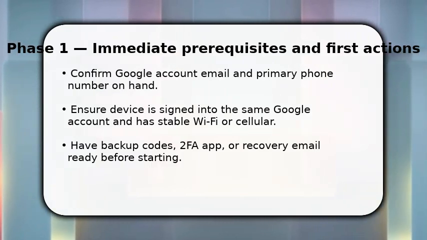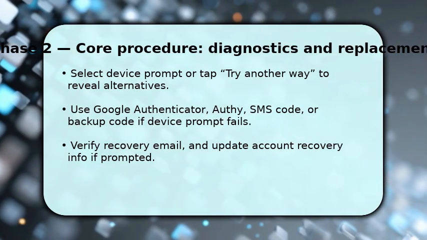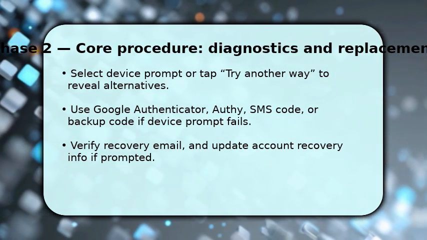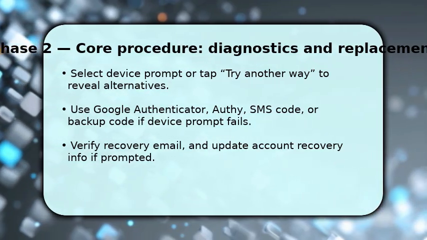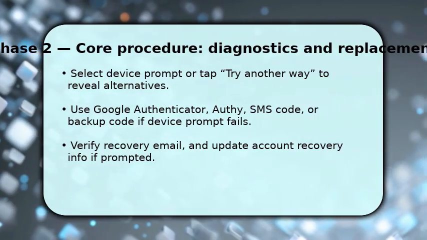If the device prompt does not appear, tap Try Another Way and choose an available method. You can use Google Authenticator or Authy to generate a code, request an SMS code to your phone, or enter one of your backup codes. Make sure your device clock is accurate. Incorrect time can block app codes. If asked, confirm your recovery email.